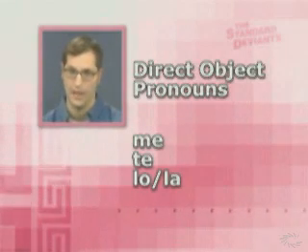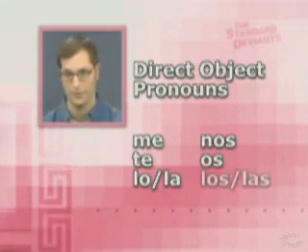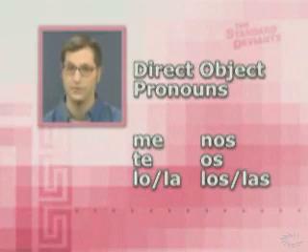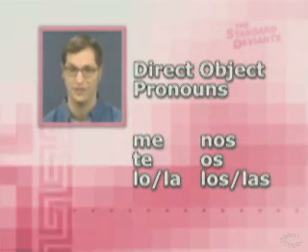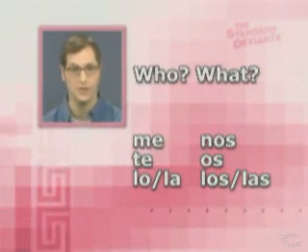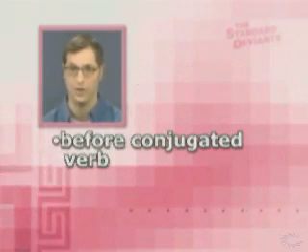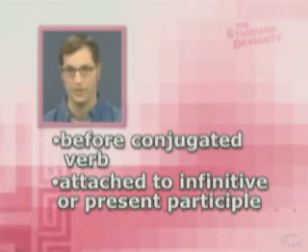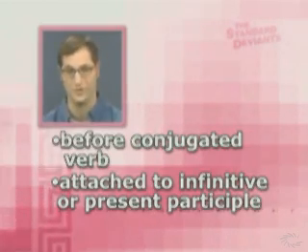Next, we're going to show you how to use object pronouns with formal commands. The direct object pronouns me, te, lo, la, nos, os, los, and las can be used to replace the direct object of a sentence, which is the part of the sentence that answers the question who or what. You use it before the conjugated verb in a sentence, or you can attach it to the end of a verb if it's in the infinitive or present participle form.